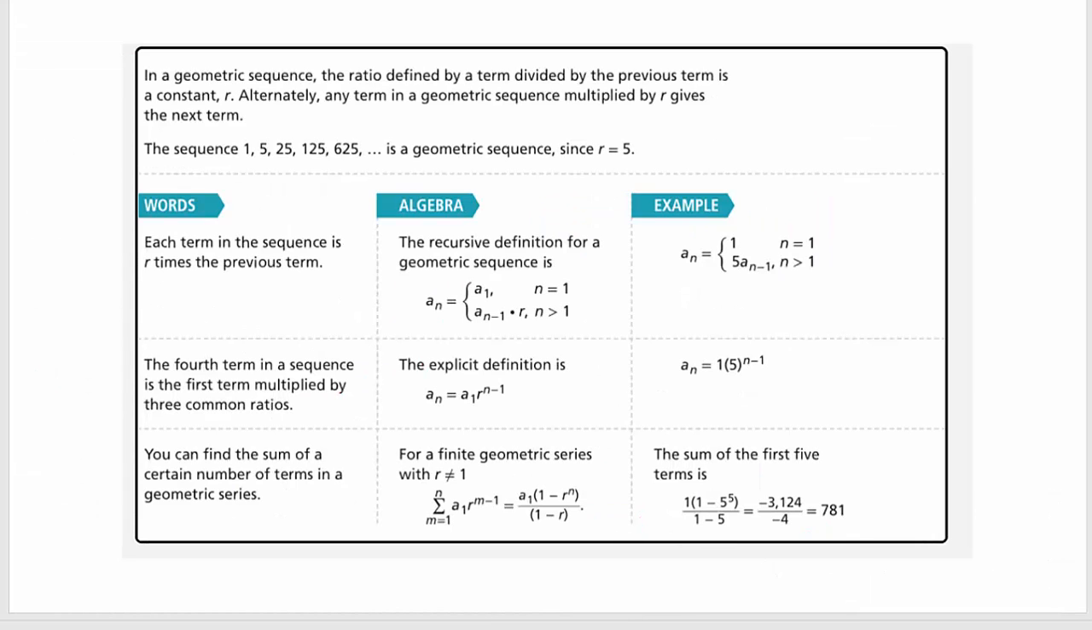Here is a slide that puts all the information in one spot. Your recursive formula, your explicit formula, and your finite geometric series formula.